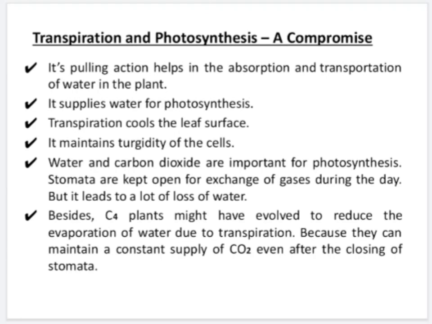Water and carbon dioxide are important for photosynthesis. Stomata are kept open for exchange of gases during the day, but it leads to a lot of loss of water. So, plants get depleted of water due to continuous transpiration. Besides, C4 plants might have evolved to reduce the evaporation of water due to transpiration because they can maintain a constant supply of carbon dioxide even after the closing of stomata.